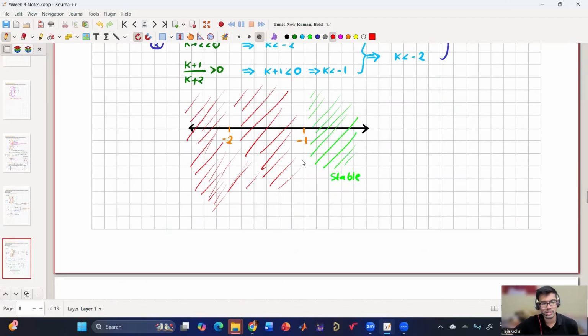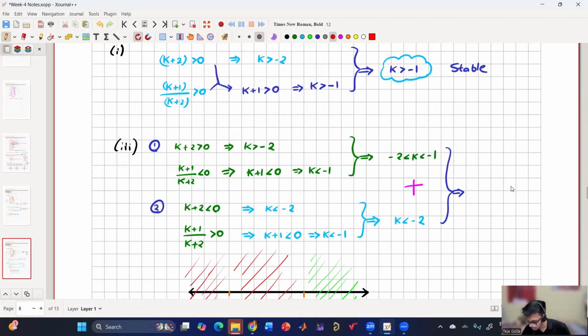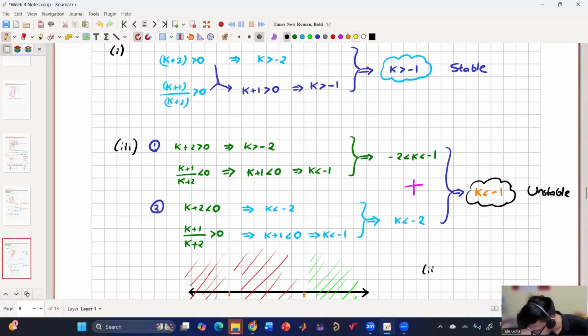Yes, sir. So now I have to combine the entire region. So this entire region is the unstable region. Right. So now combining these two, if K is less than minus 1, then it is unstable. So for marginally stable, we have K equal to minus 1.